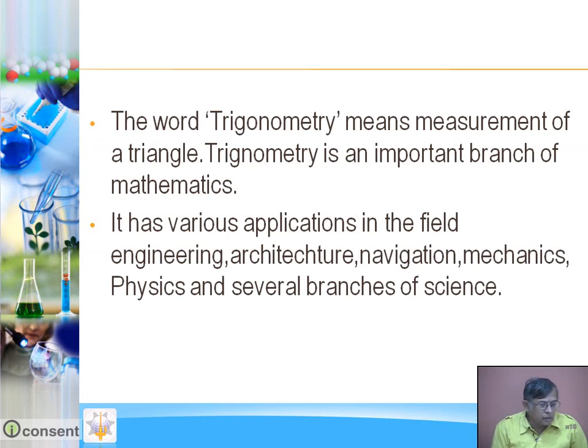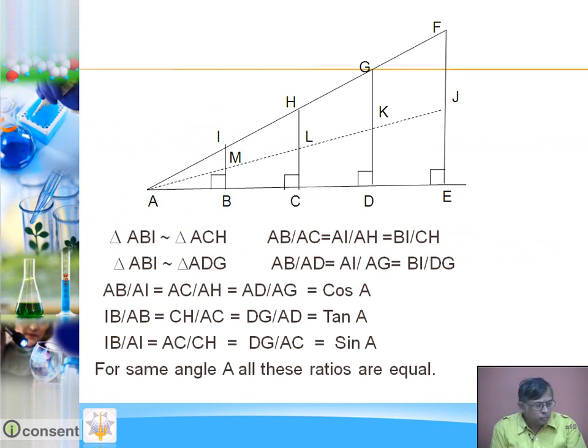The word trigonometry means measurement of a triangle. Trigonometry is an important branch of mathematics. It has various applications in the fields of engineering, architecture, navigation, mechanics, physics, and several branches of science. Now in this figure, ABI, ACH, ADG, AEF all are right triangles.